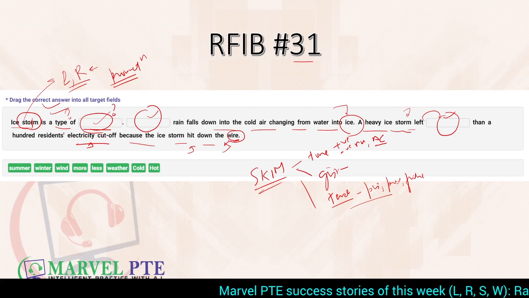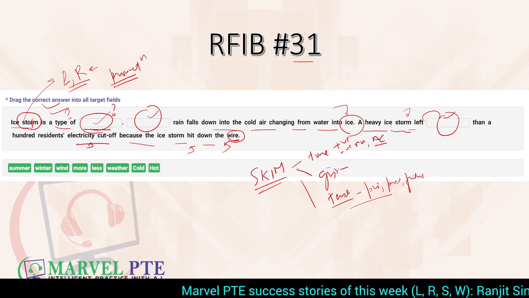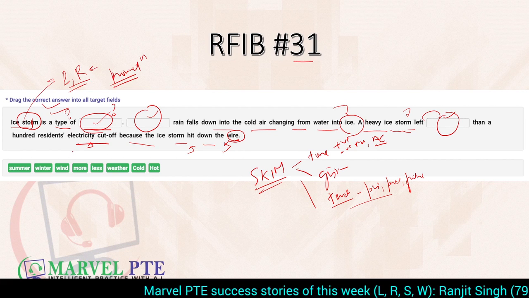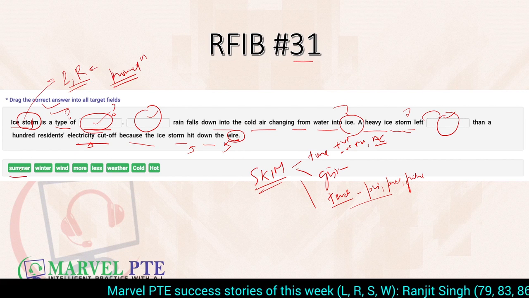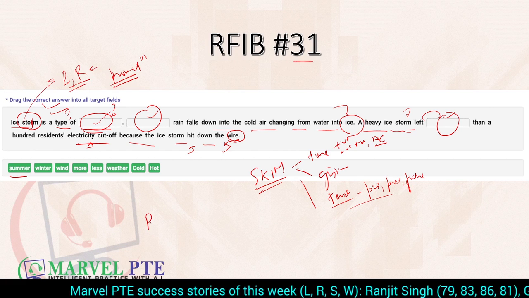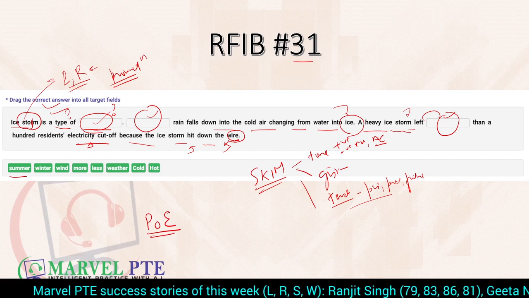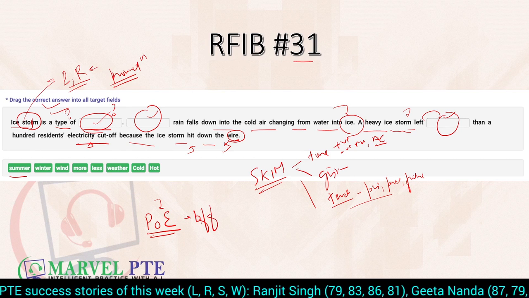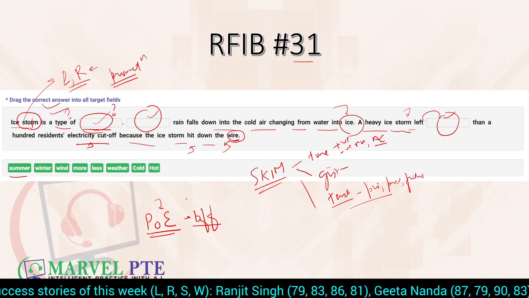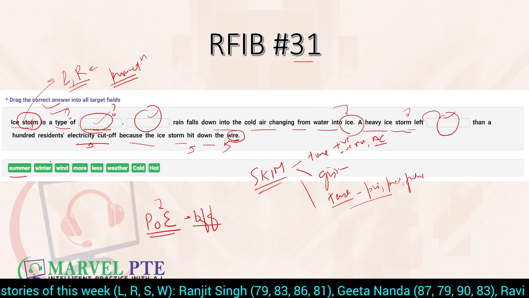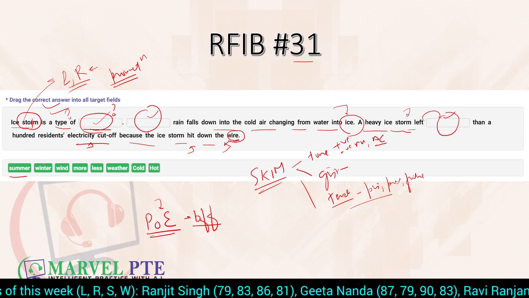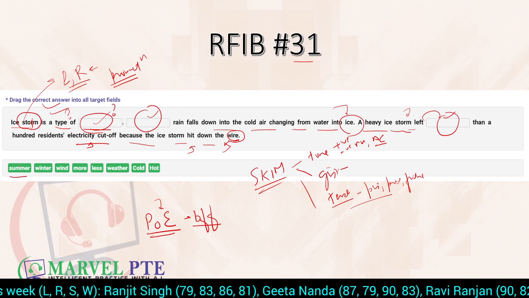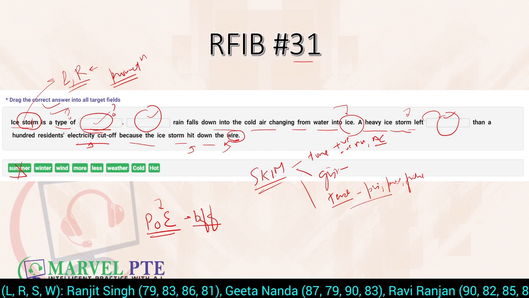Now type of something means an example, a kind of something. Can ice storm be a type of summer? The answer is no. What we are going to do is process of elimination. I call this our best friend forever. In process of elimination we eliminate the wrong options until we are left with one right answer. Obviously we don't say ice storm is a type of summer.